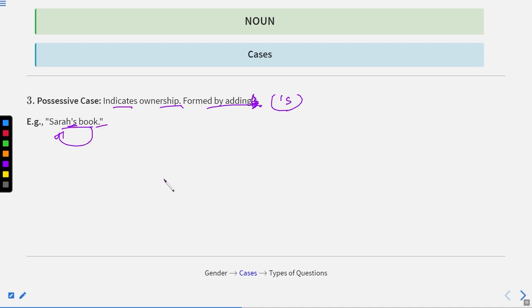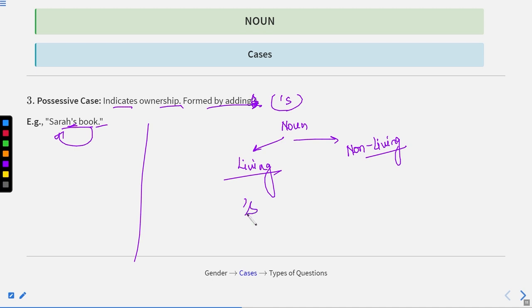Also, now this part is very important to show the possession. When there is any noun, we can show its possession in the following way. In a noun, we can either have a living being or a non-living being. So we can have both types of beings, living and non-living. For any living being, we use apostrophe s to show the possession of it. For example, Ravi's car. So I have used apostrophe s to show that this car belongs to Ravi.